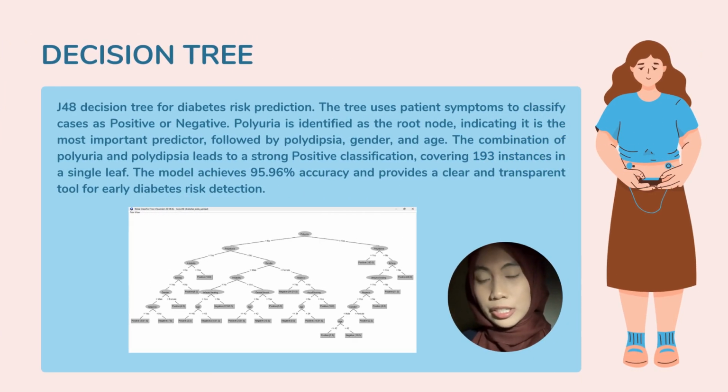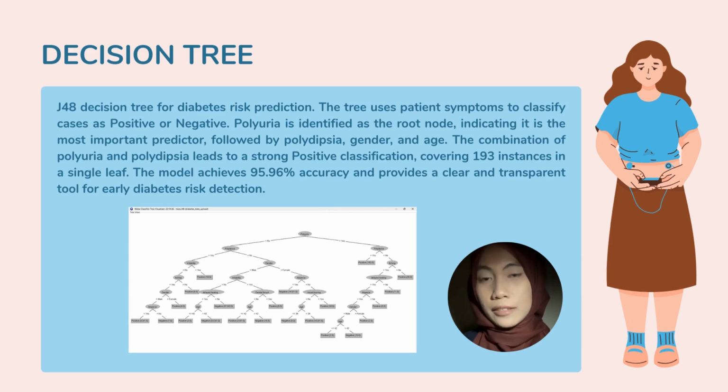The J48 decision tree used for diabetes risk prediction, including the model description and its visualized structure. From the decision tree visualization, as you can see, polyuria is identified as the root node, indicating that it is the most important predictor in the model. The tree then branches into other symptoms such as polydipsia, irritability, gender, age, alopecia, and delayed healing, forming a step-by-step decision path. Each branch represents a clear if-then rule that leads to a final classification.